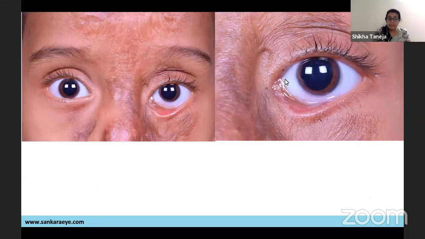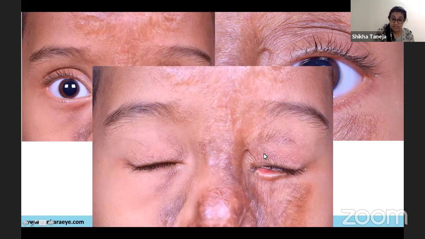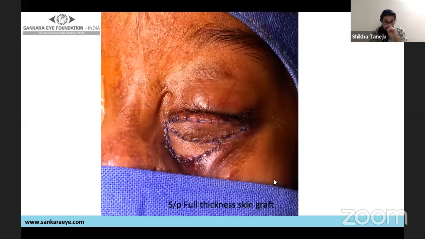So this is an example of a 5-year-old child who had thermal burns, and because of that there was ectropion of the lower lid as well as lagophthalmos, as we can see very clearly. In this situation, we did a skin graft, and the graft was harvested from the postauricular area. Now it's a basic, simple technique.